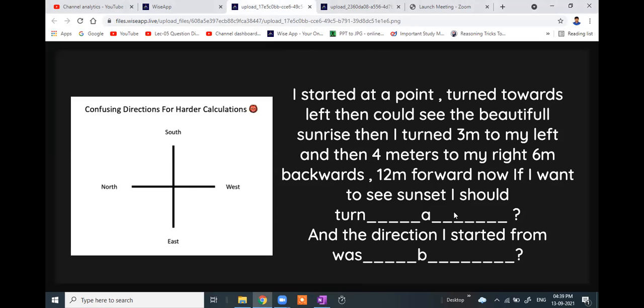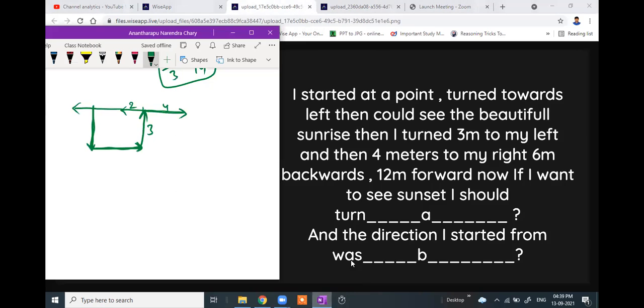Now, if I want to see sunset, I should turn. Nothing to turn anywhere because he's already facing west only. That's what I was saying, sir. It's nothing to take, no need to take a turn. But the answer is, sir, A is left and B is south. See, finally, this is his facing direction, right?